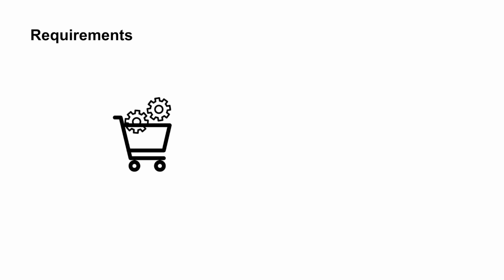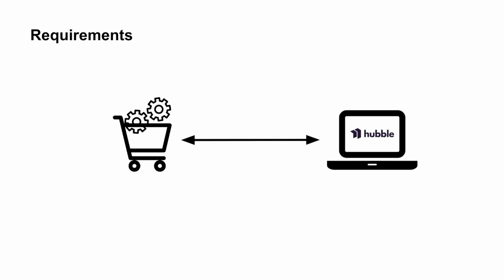However, before we can start, a few requirements have to be met. Because Hubble is an interface for headless e-commerce platforms, we first need a platform to connect our app to. We assume that a suitable platform is already available. For our example, we use Shopware 6. All the information you need to set up Shopware 6 for use with Hubble can be found in the official documentation at docs.hubblecommerce.io.